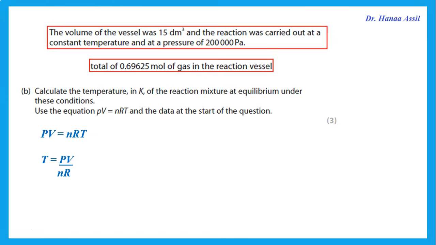What is P? The pressure in this equation has to be in Pascal. The question gives it to me in Pascal. But the volume has to be in what? Remember, the volume has to be in meter cubed. And if I have it in decimeter cubed, I multiply by 10 to the minus 3, or divide by 1,000, to make it into a meter cubed. Then n is the number of moles given, R is 8.31, and what we get is the temperature in Kelvin.